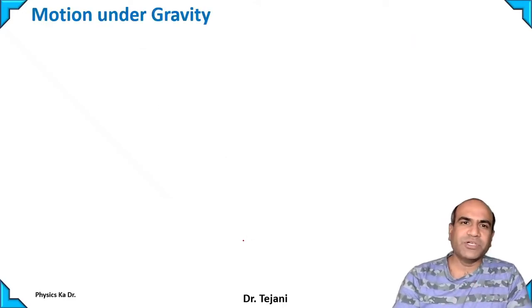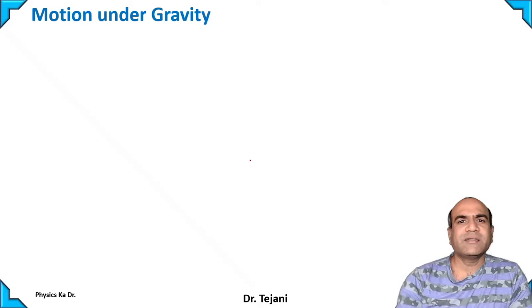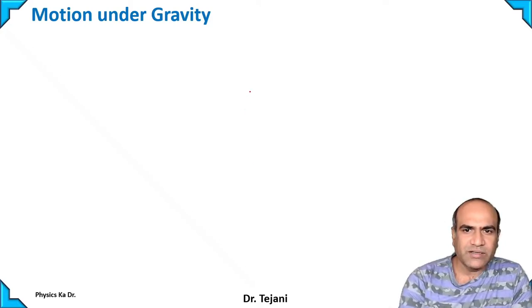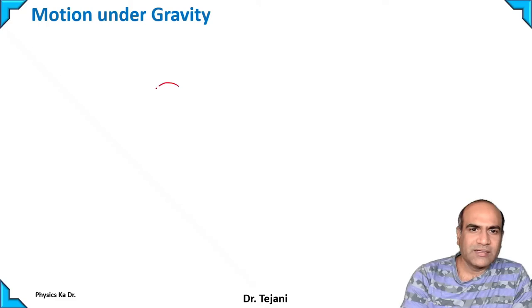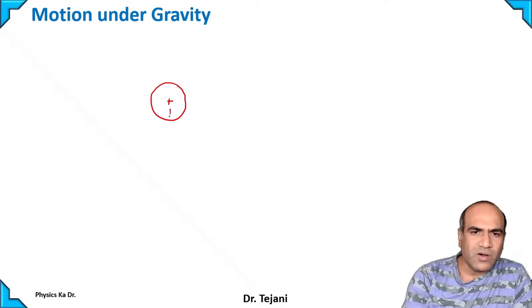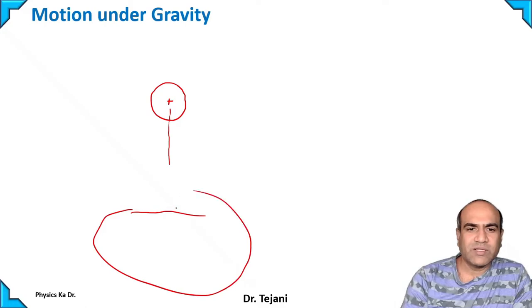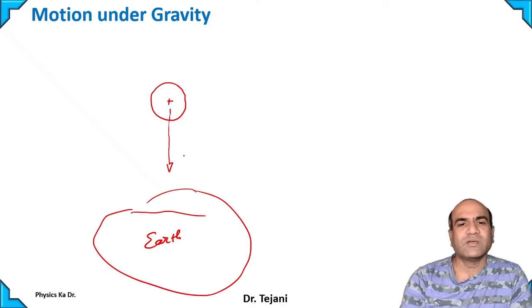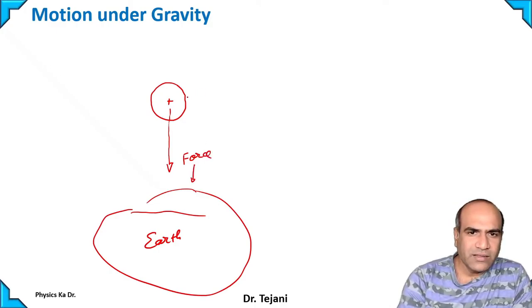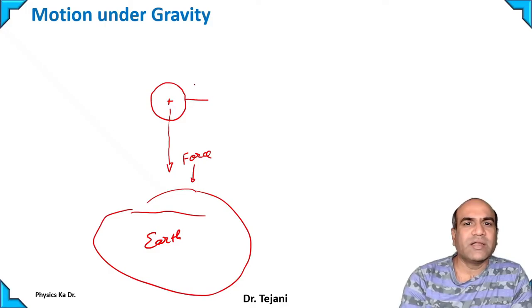So, first, that is motion under gravity. When we consider motion under gravity, any object, say for example, a ball is here. When we release the ball, what happens? The ball moves towards Earth. This is Earth, our Mother Earth. It moves towards Earth, and because of what? Because of gravitational force, the force by Earth. And the initial velocity of this ball, let us assume u, when we release this ball, is 0.